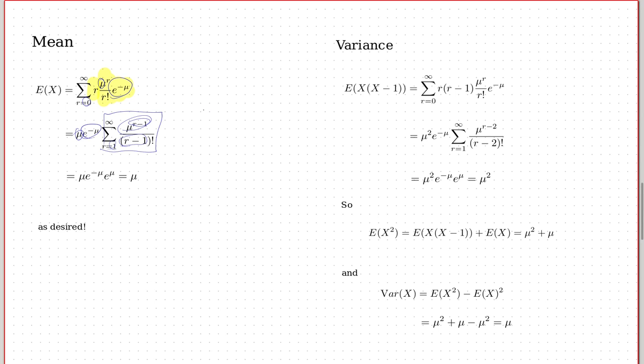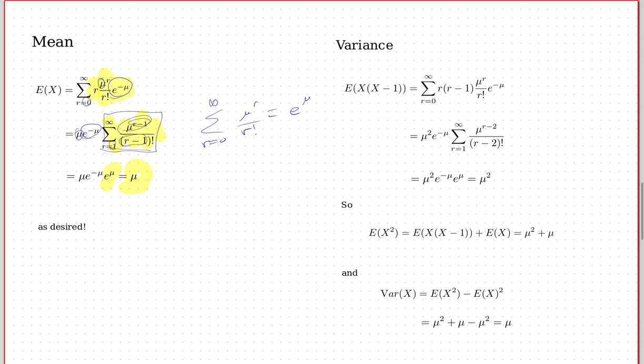It's really the same thing as the original sum, as r goes from 0 to infinity, of mu to the r over r factorial. And that, of course, is just e to the mu. So this whole sum just reduces to e to the mu. And therefore, we've got mu times e to the minus mu times e to the mu. The last two factors cancel, and the result is that the mean is, in fact, mu, as desired.